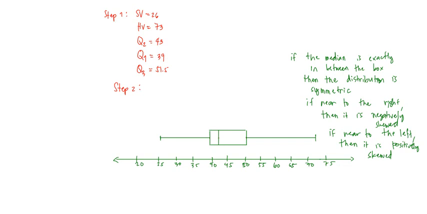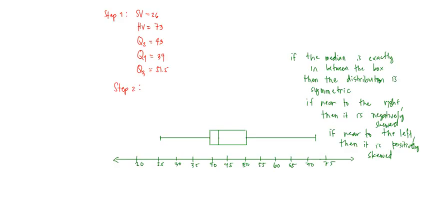So, yun. And moving on, aside from determining our quartiles and then making use of our quartiles to determine yung if symmetric ba siya or negatively or positively skewed, we can also make use of the quartiles to identify outliers. So this is a procedure for identifying outliers.